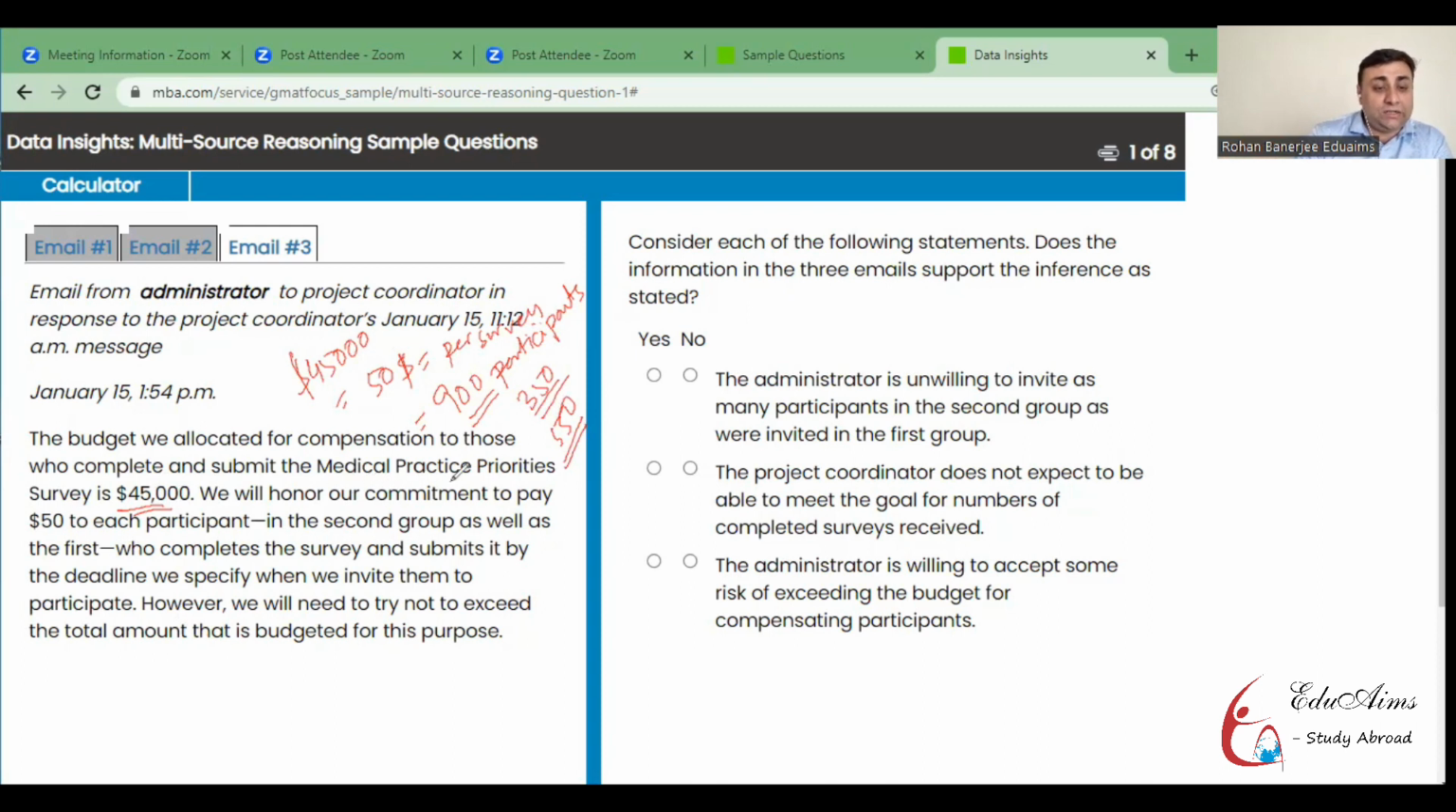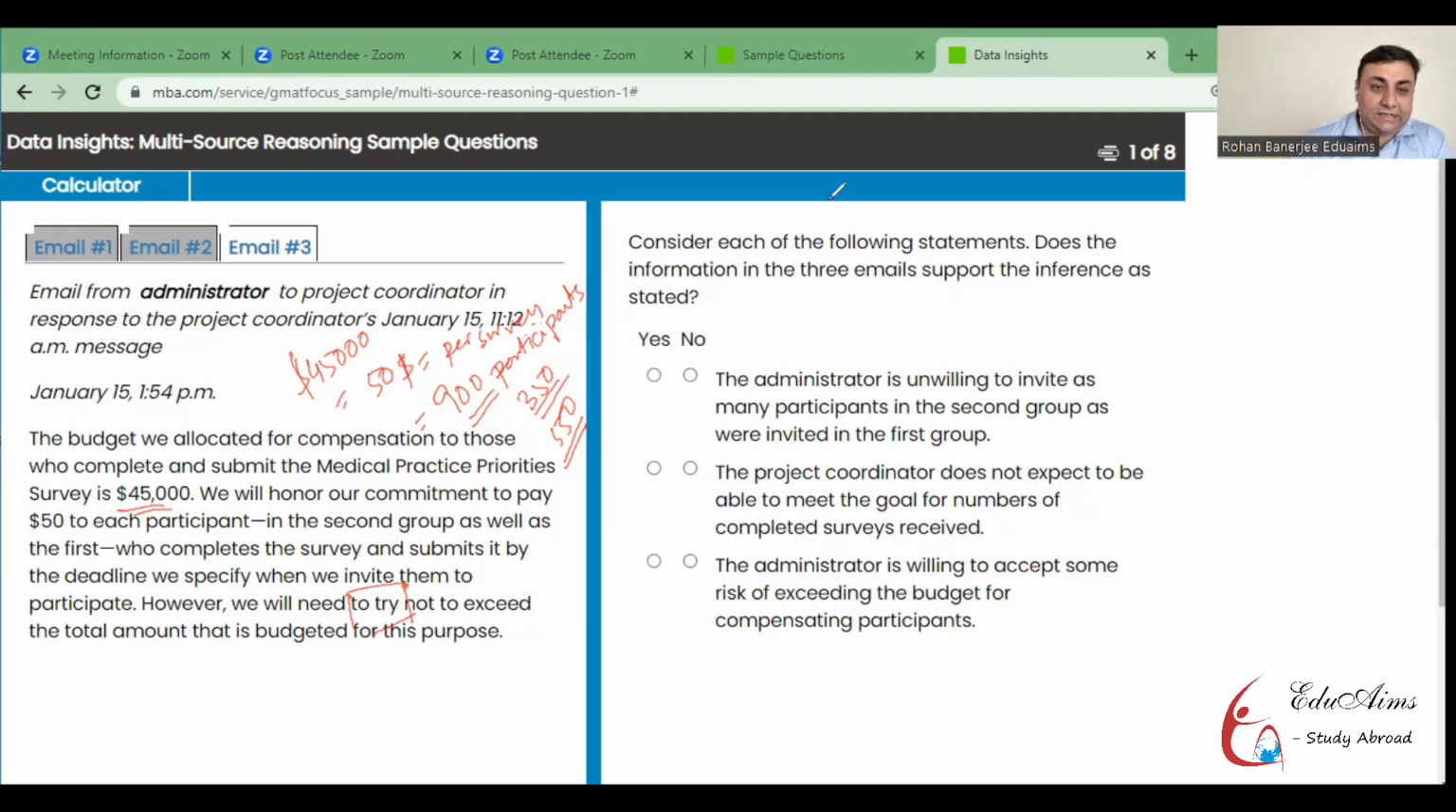Okay, we will honor our commitment to pay $50 to each participant in the second group as well as the first who completes the survey and submits it by the deadline we specify when we invite them to participate. However, we will need to try not to exceed the total amount that is budgeted for this purpose. So he's going to try not to exceed the total amount that is budgeted for the purpose.